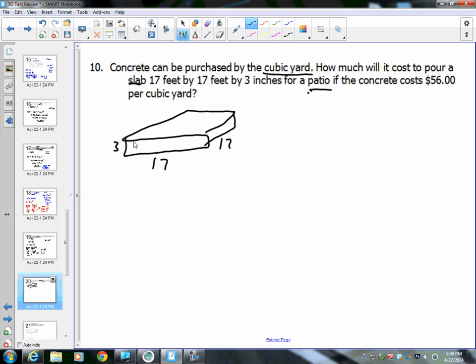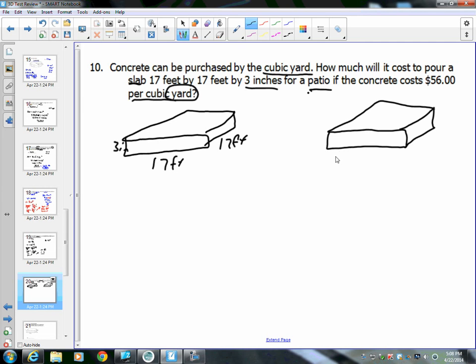But these all have different units. 17 feet, and then this is 3 inches. We can't use all different units here though. We have to make it all the same. I'm actually going to turn all the units into yards, because that's what the concrete's cost is in. It's in per cubic yard. So I want everything in yards. So I'm going to try to draw this again, and I'm going to change everything into yards.